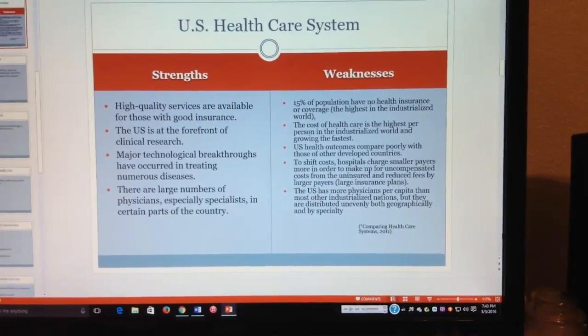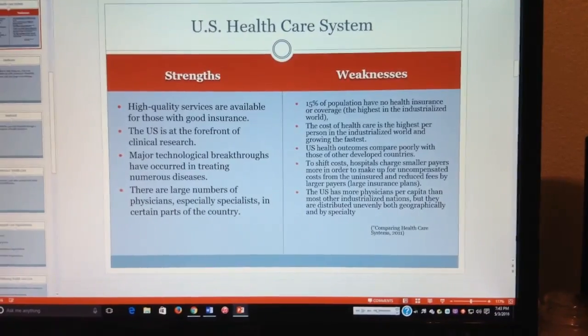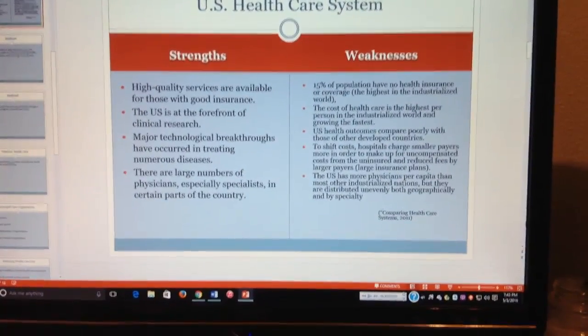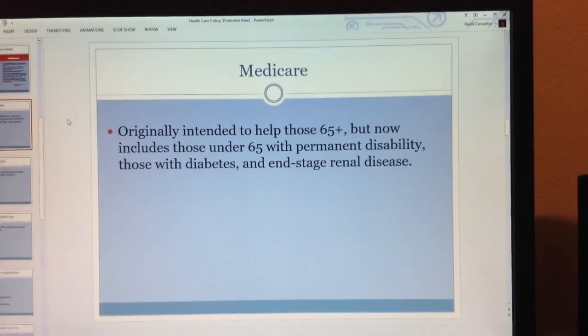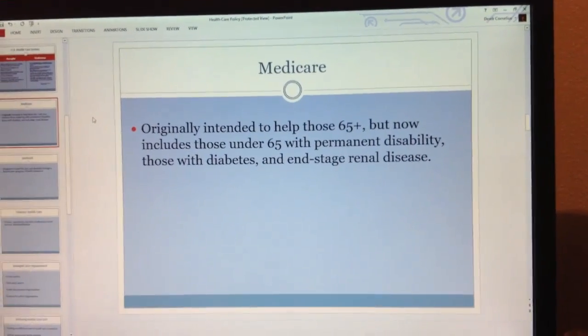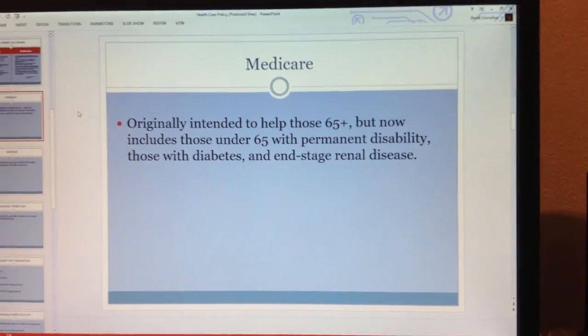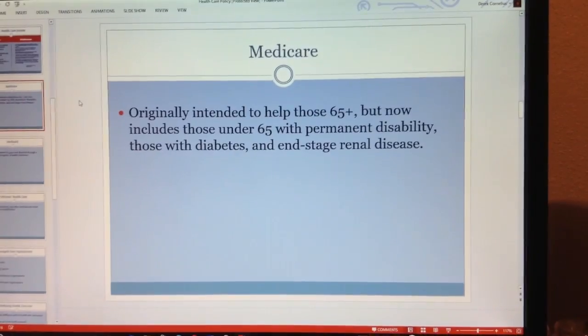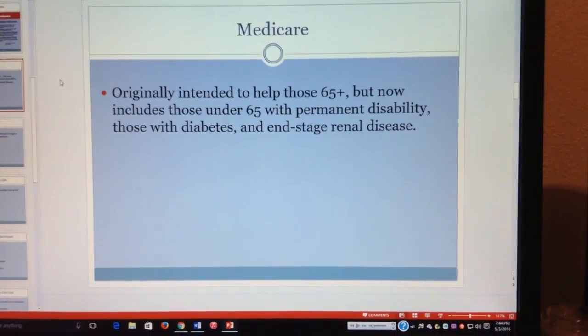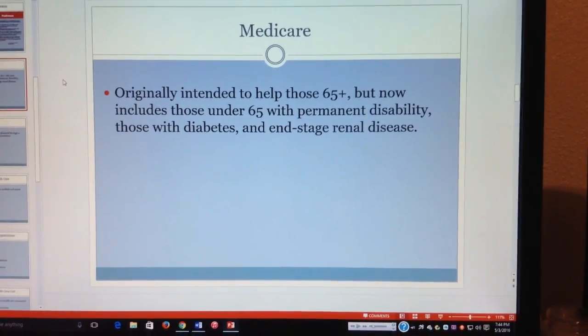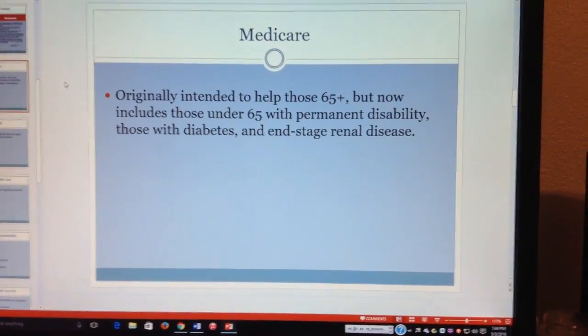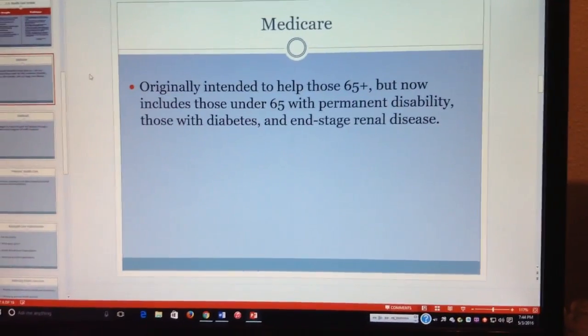Two major healthcare programs are Medicare and Medicaid. Medicare was originally intended to help those 65 and older, but now it includes those under 65 with permanent disabilities, those with diabetes, and end-stage renal disease. There are two parts to Medicare.